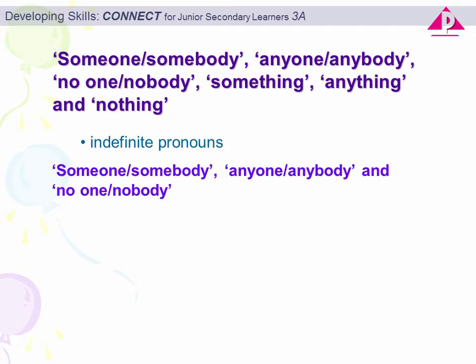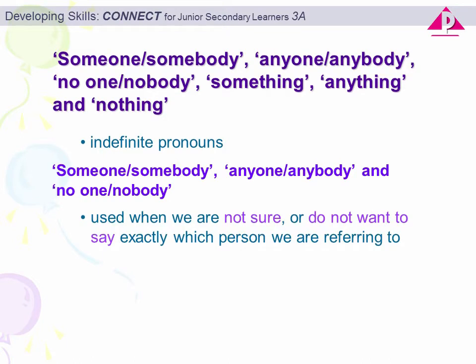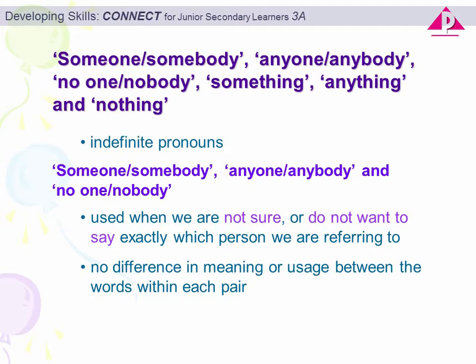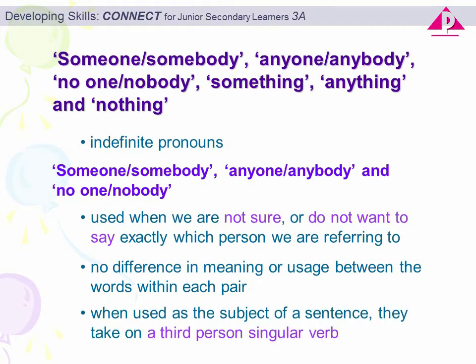We use someone or somebody, anyone or anybody, and no one or nobody when we are not sure or do not want to say exactly which person we are referring to. There is no difference in meaning or usage between the words within each pair. When they are used as the subject of a sentence, they use a third-person singular verb.